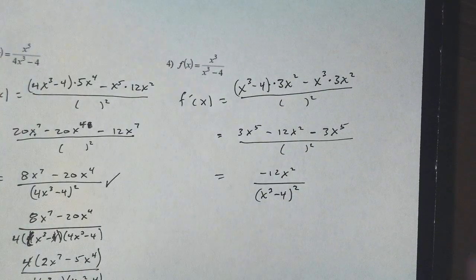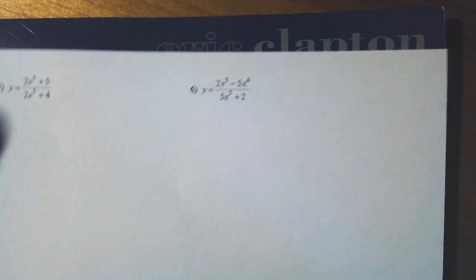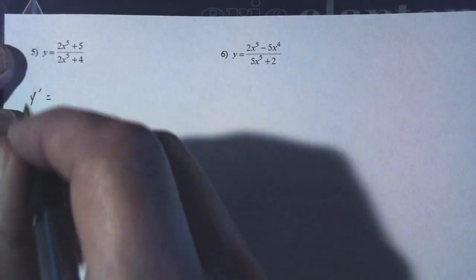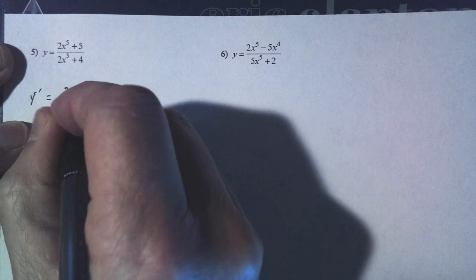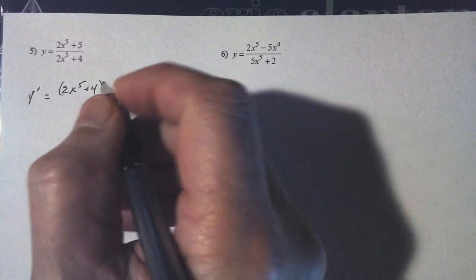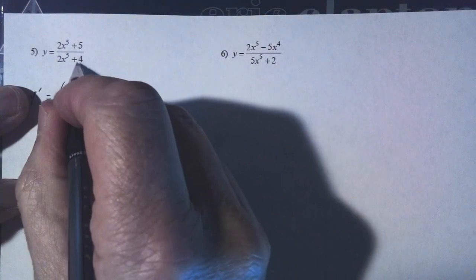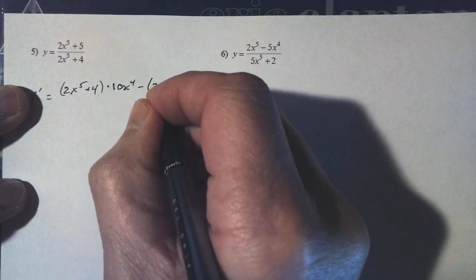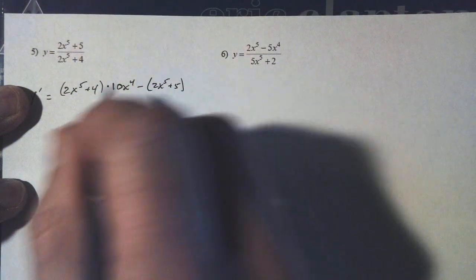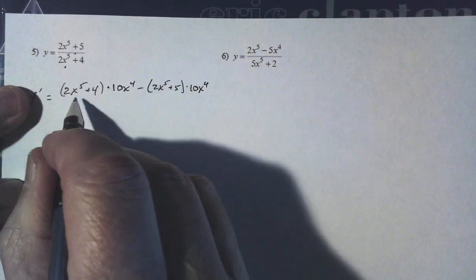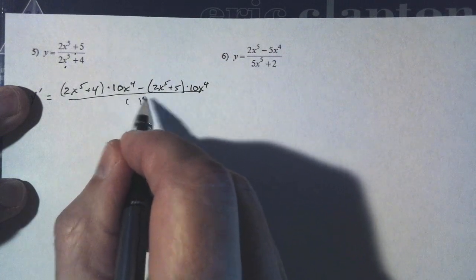So there's some fairly simple quotient rules, and trust me, they can get a lot nastier. These are going to have a little bit more going on, but well within our reach here. So y prime is low, 2x to the 5th plus 4, D high, low D high, that's 10x to the 4th, minus high, 2x to the 5th plus 5, D low, 10x to the 4th is D low as well, all on the square of the thing below.